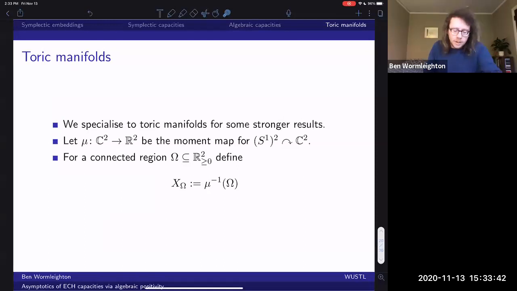Cool. So for the rest of the talk, or most of the rest of the talk, I'll focus on toric manifolds, and a particular kind of toric manifold. Let mu be the moment map for the two torus action on C2. For some connected region omega inside the positive quadrant, define x omega to be the inverse image of omega under this moment map. So these spaces naturally come equipped with a torus action. These x omega are usually known as toric domains.